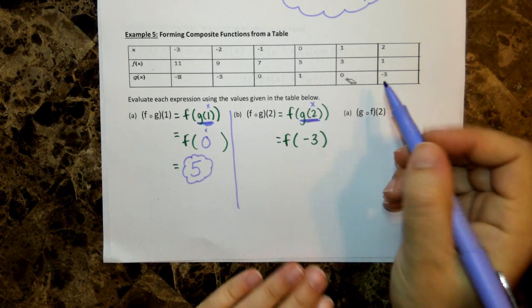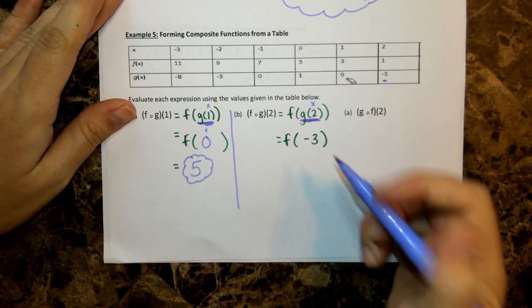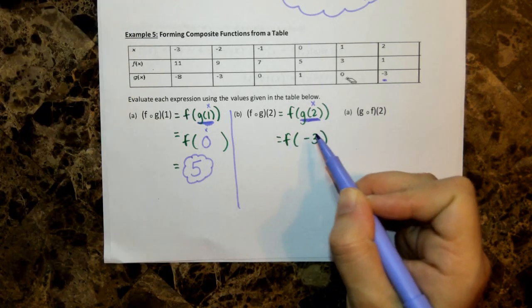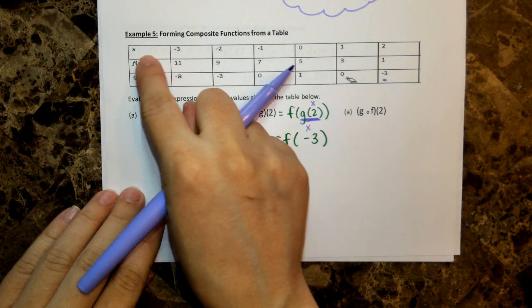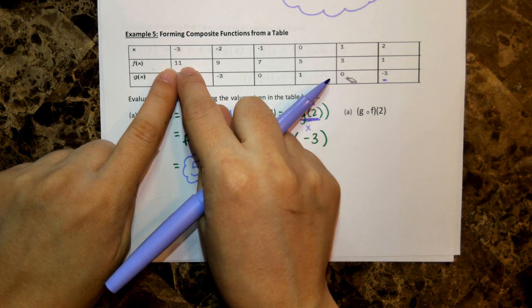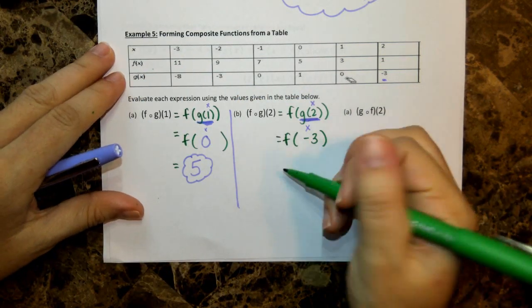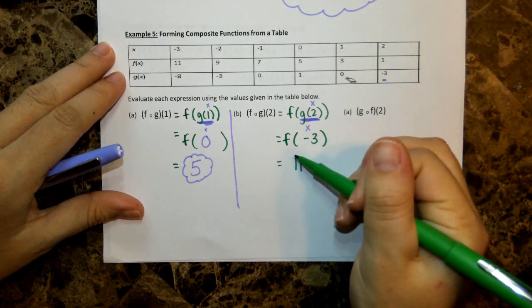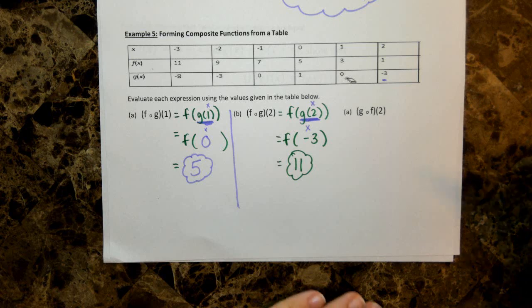Okay? Right here. Alright, and then I'm going to do that same thing again. Now I'm going to go to when x is negative 3, what is the f function worth? So when x is negative 3, the f function, the output value for f of x, will be 11. So this whole thing is just equal to 11. And there's our answer.